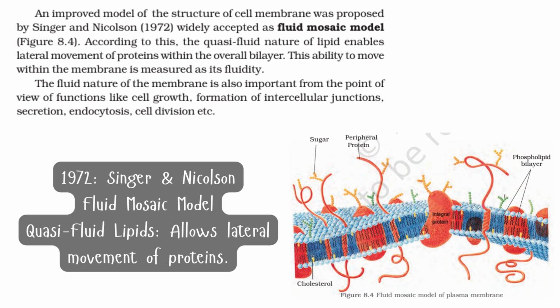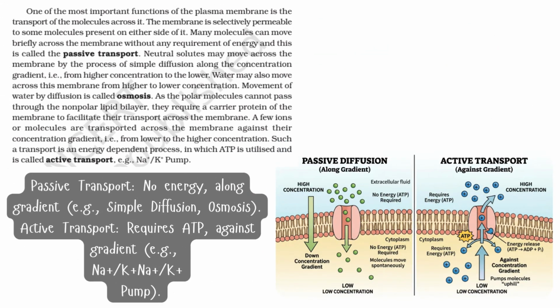NCERT notes that this fluid nature is essential for several key processes: cell growth, the formation of cell junctions, secretion, endocytosis, and cell division. It's not just a boundary, it's an active, dynamic structure. The membrane acts as a selective barrier.